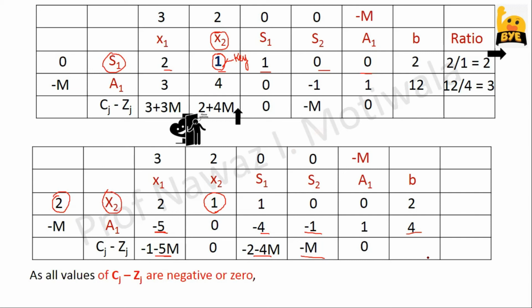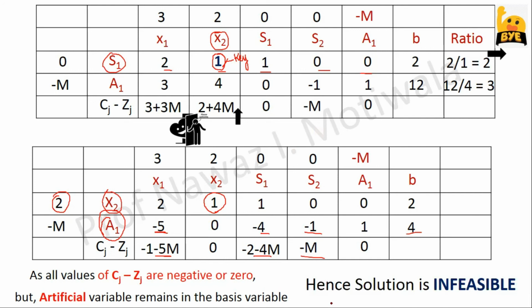Hence we can say that the solution has terminated and we have reached the optimum one. But one point worth observing is, in spite of Cj minus Zj having 0 or negative values, which means our solution has terminated, this artificial variable a1 has remained in the solution. And initially when we started with the problem, we said that the artificial variables should not be a part of the solution. So what we will write? We will write that the artificial variable remains in the basic solution, hence the solution is infeasible.